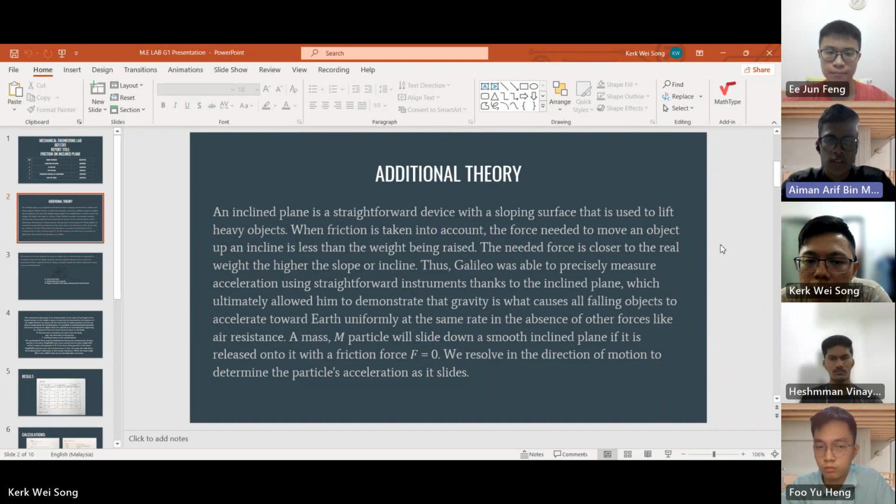Thus, Galileo was able to precisely measure acceleration using straightforward instruments thanks to the inclined plane, which ultimately allowed him to demonstrate that gravity is what causes all falling objects to accelerate toward Earth uniformly at the same rate in the absence of other forces like air resistance. A mass particle will slide down a smooth inclined plane if it is released onto it with a friction force F equal to 0.